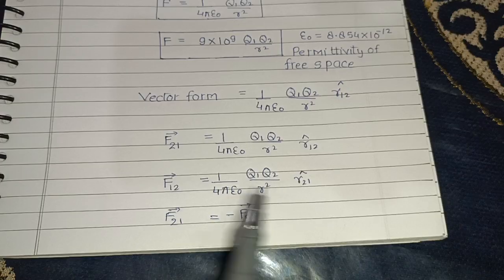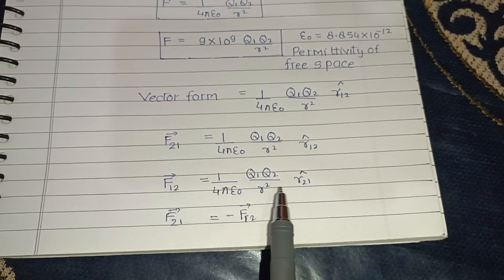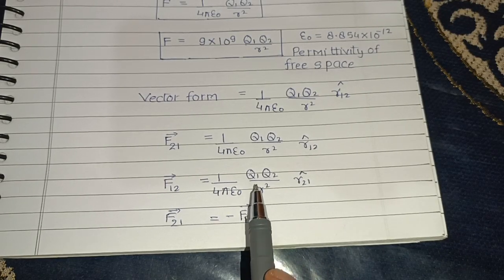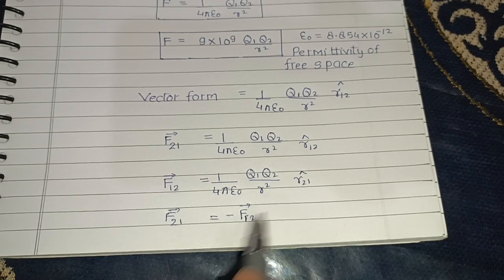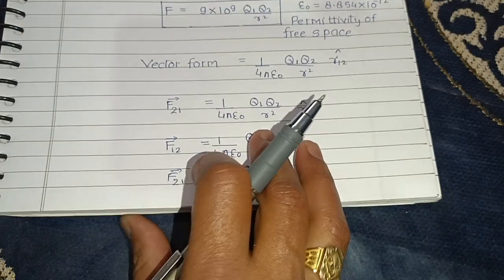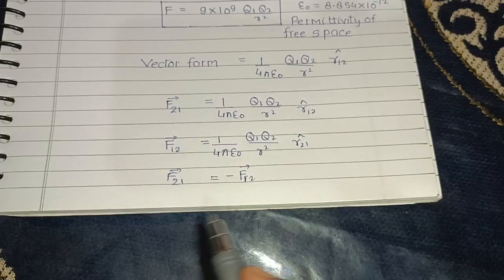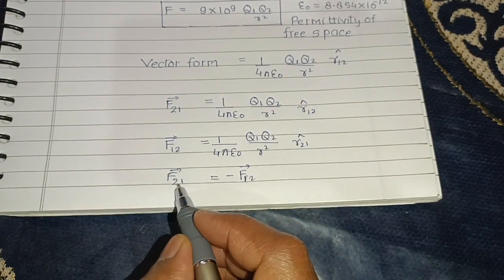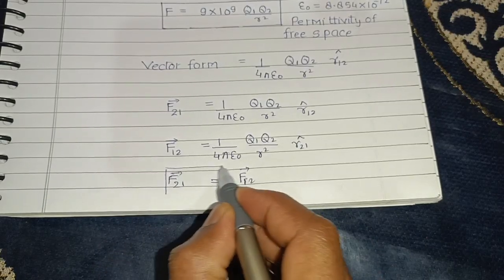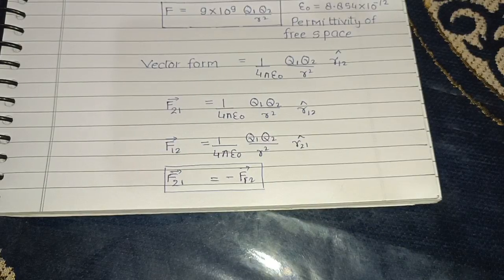And when q2 will apply the force on q1, then the vector form of the Coulomb force will be 1 upon 4 pi epsilon naught q1 q2 by r square times r cap. The value of both forces is equal, but the direction is not same. So we can say force F21 is equal to minus F12. This is the Coulomb law. This is a very important topic.